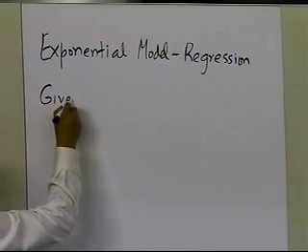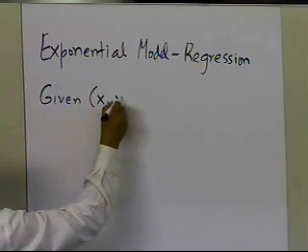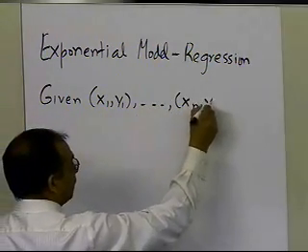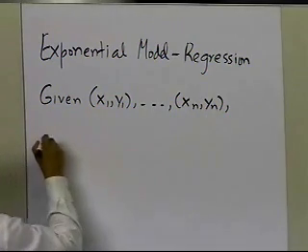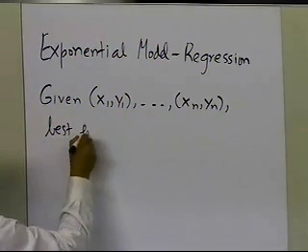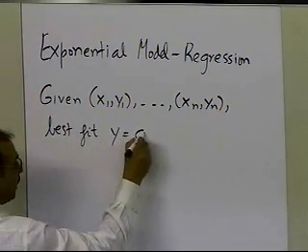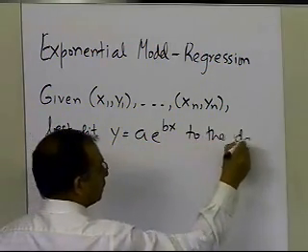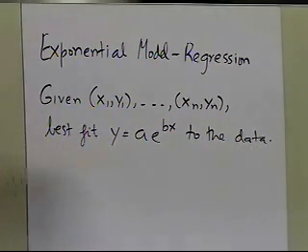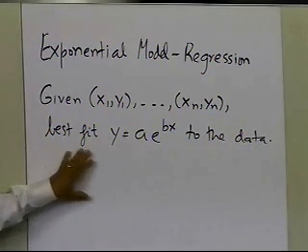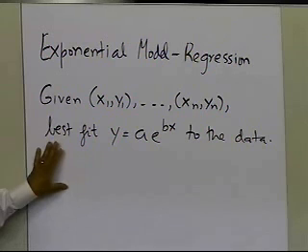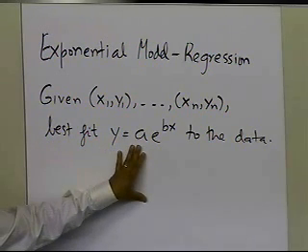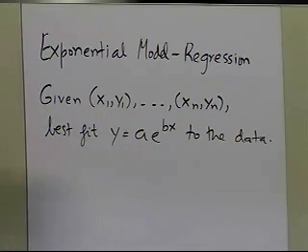So the problem statement is as follows. Somebody says, hey, given n data points like x1, y1, all the way up to xn, yn, best fit y is equal to a e to the power bx to the data. When we're talking about best fit, we're talking about the least square sense, that you want to best fit this particular exponential model to these data points.